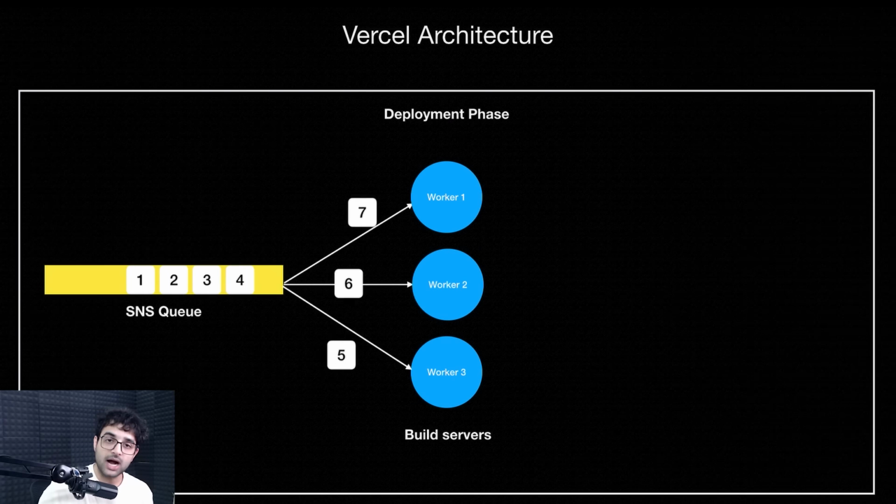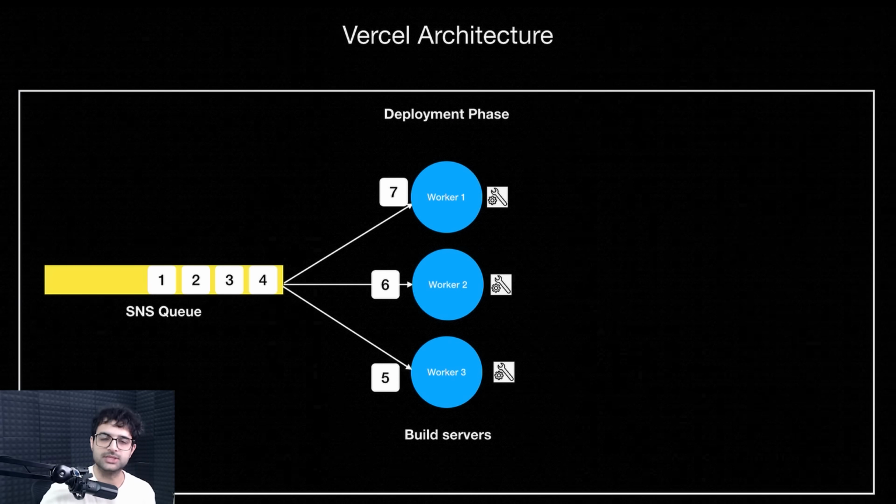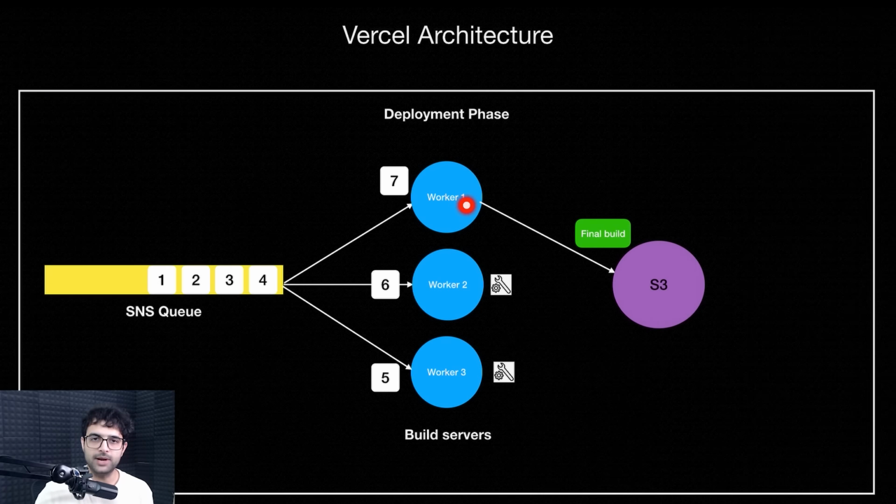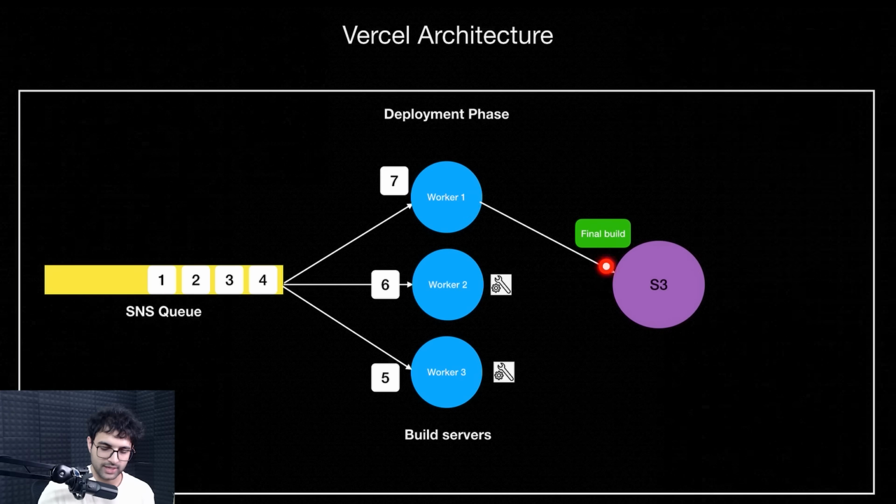Number two, start to process them, start to build them, start to convert React projects over to HTML, CSS, and JavaScript files. Once that is done, let's say worker one was able to build the project and finally created the final build, which is the HTML, CSS, and JavaScript files. It pushes them to S3.